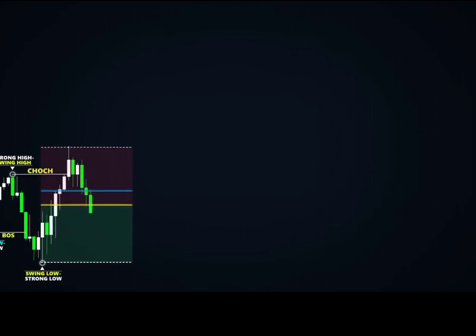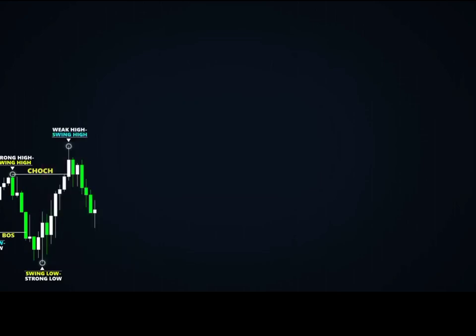After the change of character, price pulls back again. Use the Fibonacci tool from the new strong low to the new high. Once again, price retraces to the 38.2%, confirming a valid pullback. So we mark the week high. Price pushes up, breaks the week high, and gives us a break of structure.